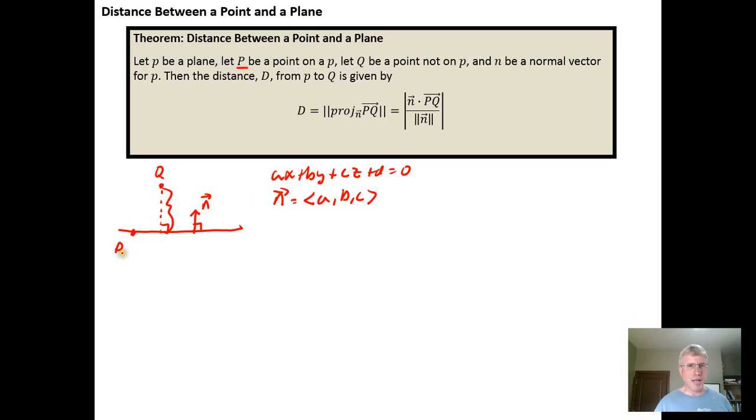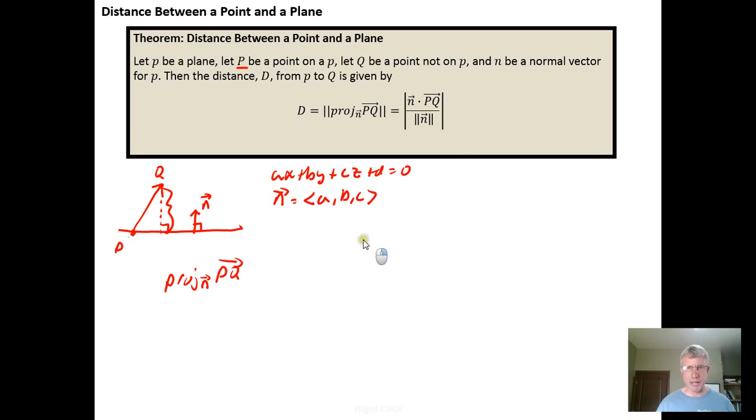And the idea is if we find any point in the plane, we can make the vector from P to Q. And then what we can do is project PQ onto the normal vector. So find the projection of the vector PQ onto the normal vector. So I want to know the distance from Q to the plane. Find any point in the plane. Find the vector PQ, taking the terminal point minus initial point. Then project PQ onto the normal vector.